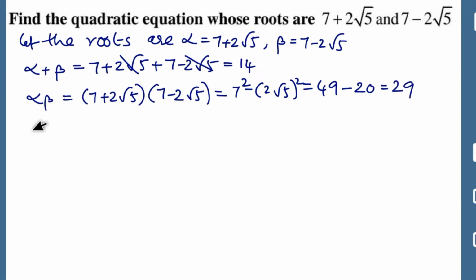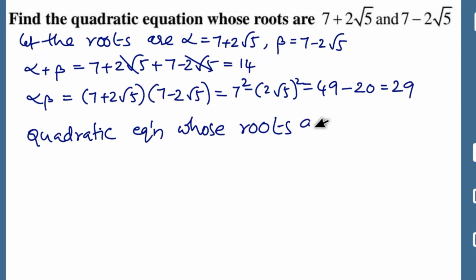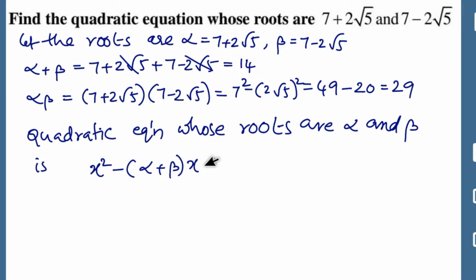So find the quadratic equation whose roots are alpha and beta. It is x square minus sum of the roots alpha plus beta into x plus product of the roots alpha into beta equal 0. So x square, what is sum of the roots alpha plus beta value? 14. Alpha into beta value 29. So x square minus 14x plus 29 equals to 0. So this is the answer.